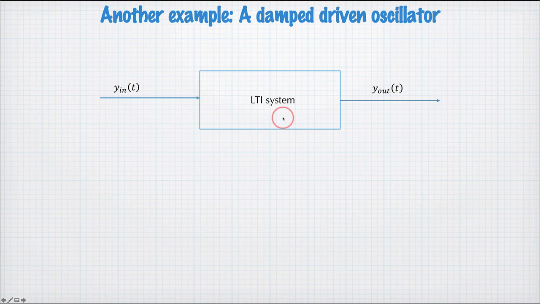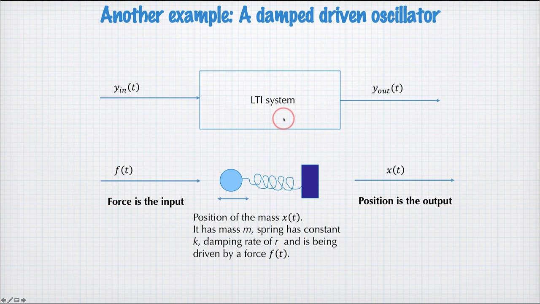What about a slightly more interesting and complicated example? How about the example that is everyone's favourite, the damped driven oscillator? So we've got some input here, which is a force, and the output here is the position, and the force drives a mass m with spring constant k and some damping with damping rate r.